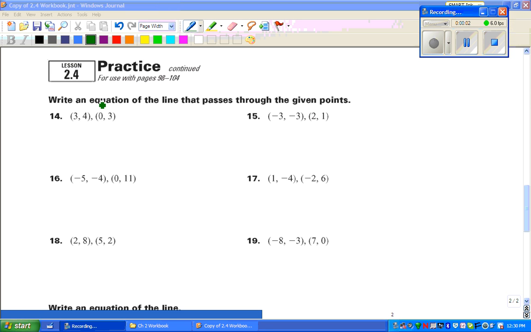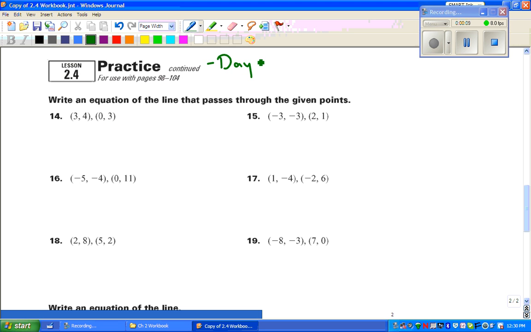Yesterday we talked about writing equations of lines, day one. Today we're going to do day two of this, okay? Yesterday we talked about slope-intercept form, and we talked about point-slope form, okay? So those are the two things that we did talk about yesterday.